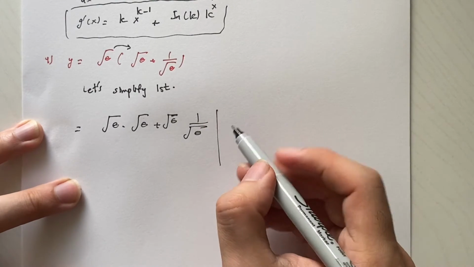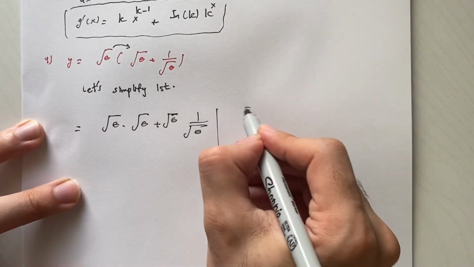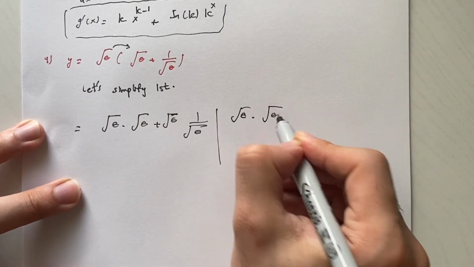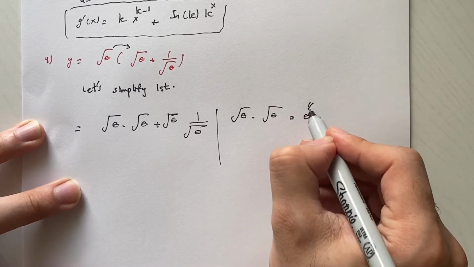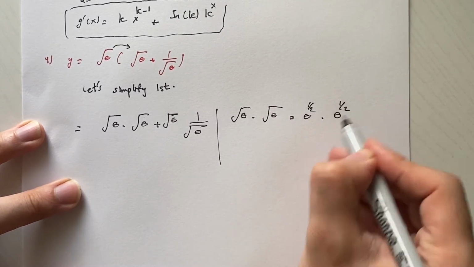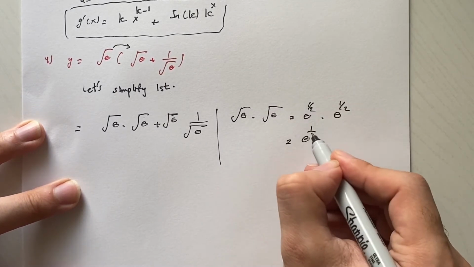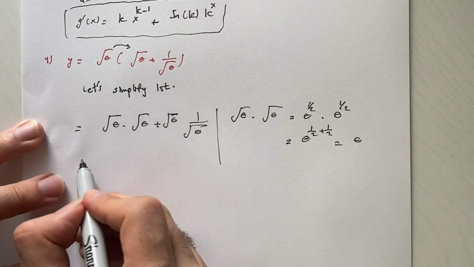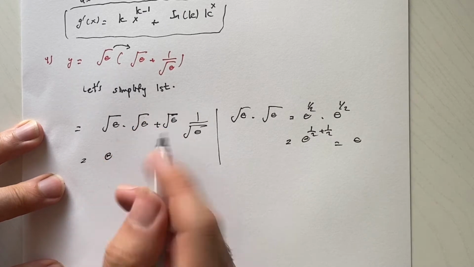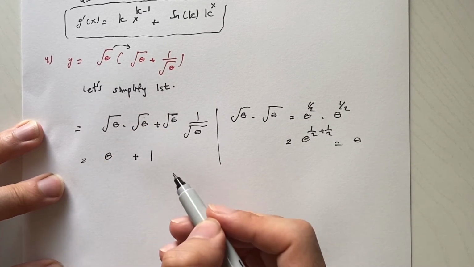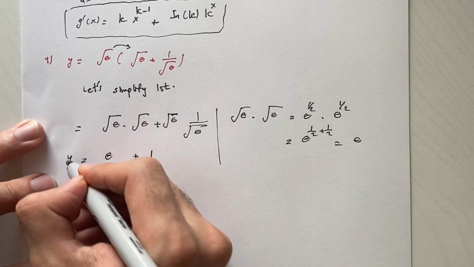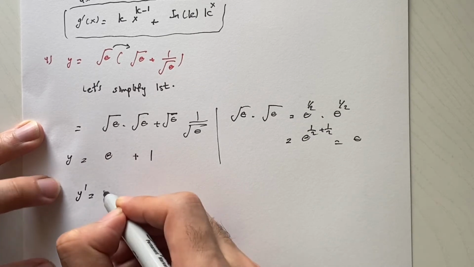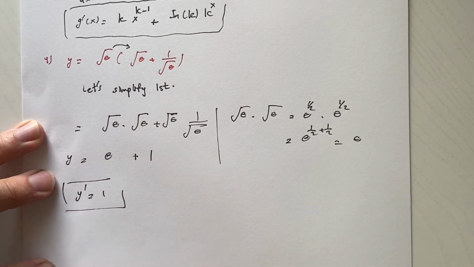So here in the first term, what we have as square root of theta multiplied by square root of theta is the same as theta to half multiplied by theta to half, and now we can add the powers, and that's gonna be just theta. So the first term is gonna be theta, and then square root of theta over square root of theta is just 1. This is y. Now it's much easier to take the derivative, which is just 1.